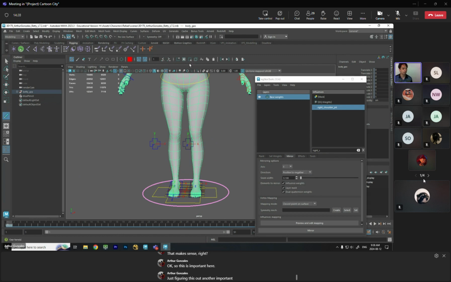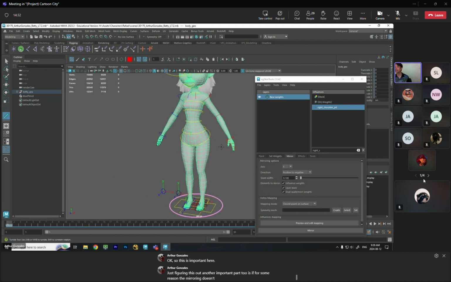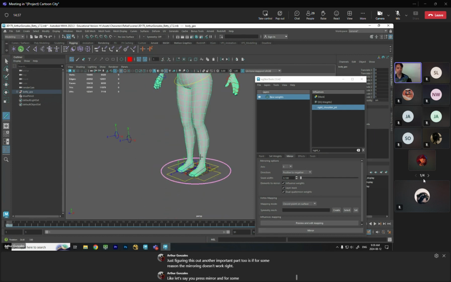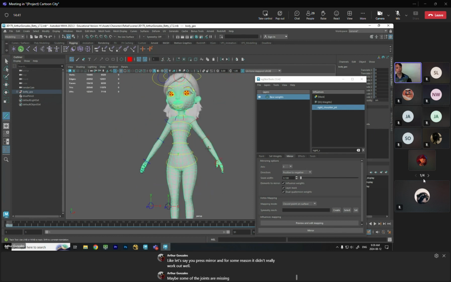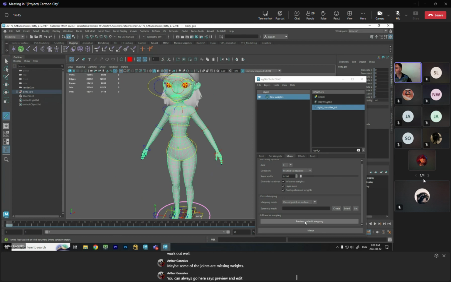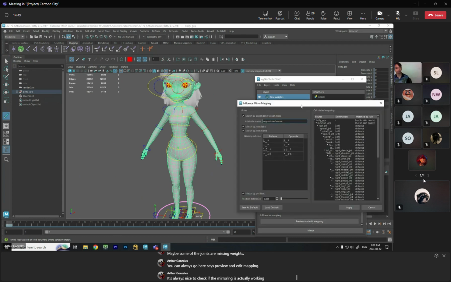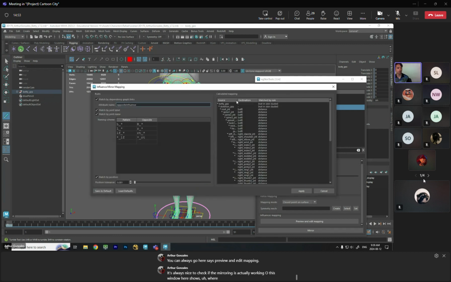Another important part too is if for some reason the mirroring doesn't work, right? Like let's say you press mirror and for some reason it didn't really work out well. Maybe some of the joints are missing weights. You can always go here. It says preview and edit mapping. It's always nice to check if the mirroring is actually working. So this window here shows where the weights go, right?